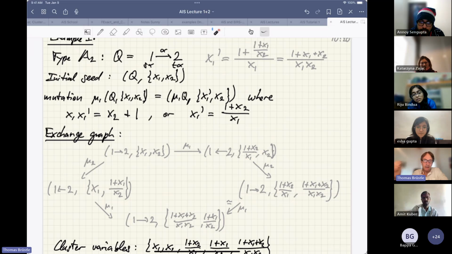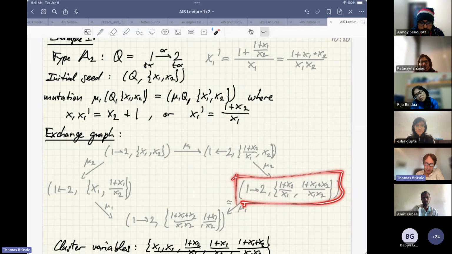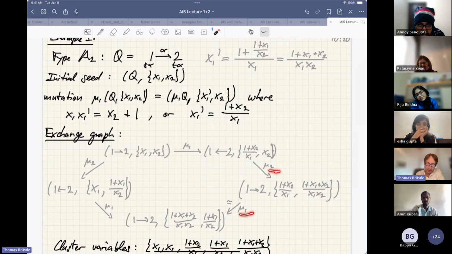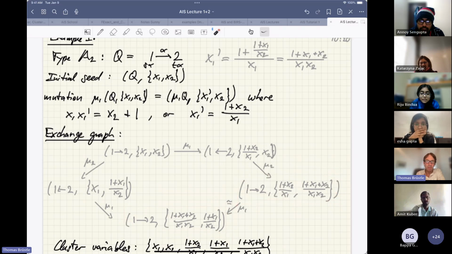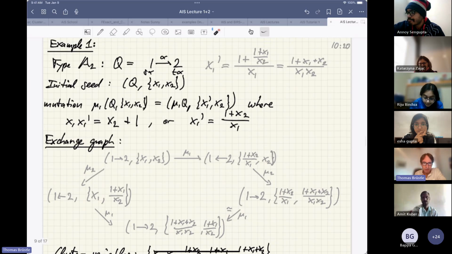So the last thing I need to verify: if I'm standing here and I do a mutation in 1, because I did the mutation in 2 already. If I do a mutation in 2, I just go backwards. If I go forward, the mutation in 1, then I claim I will end up here up to isomorphism. Up to isomorphism, I rearrange the arrows, or up to isomorphism of quivers, or up to reordering of the cluster variables. So let's verify this. Can we do this together? This is the last painful or beautiful calculation of polynomials.